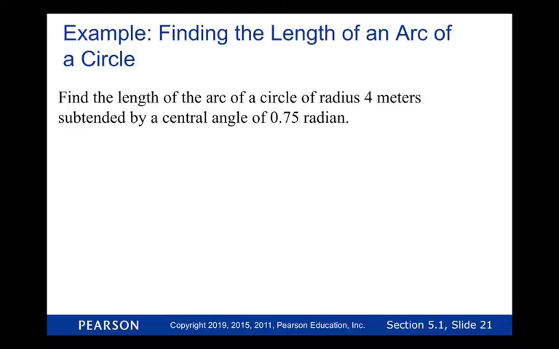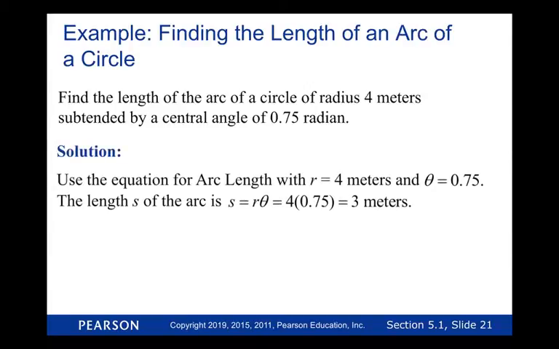It says find the length of the arc of a circle whose radius is 4. They gave us this angle. We just said that arc length is S equals r theta, so we would just say r times theta. Theta is already in radians in this case, so we got lucky. Then it's just 4 times that. So this one was okay.